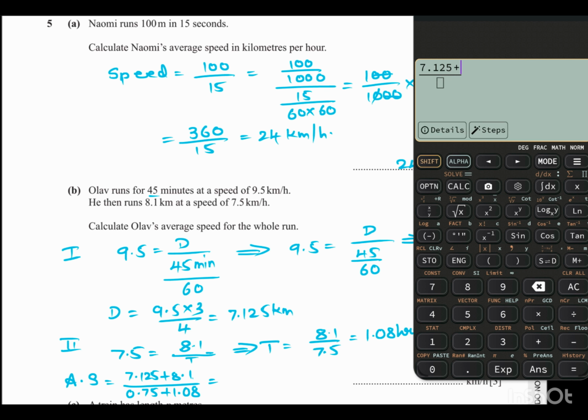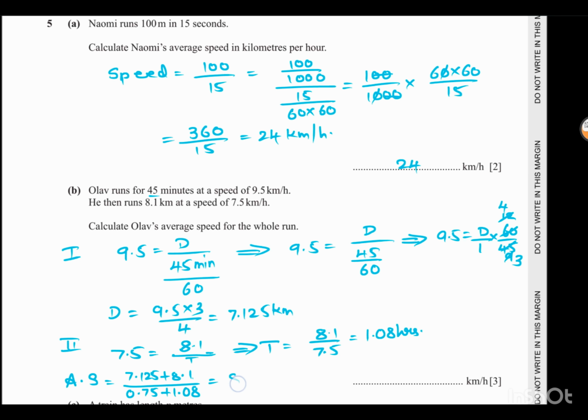7.125 plus 8.1 by 0.75 plus 1.08, which is 8.319. So 8.32 you can write. So 8.319 can be taken as 8.32 kilometers per hour. So 8.32 kilometers per hour is the answer.